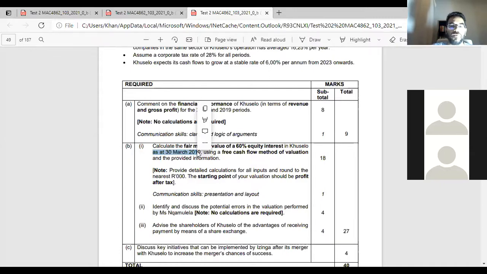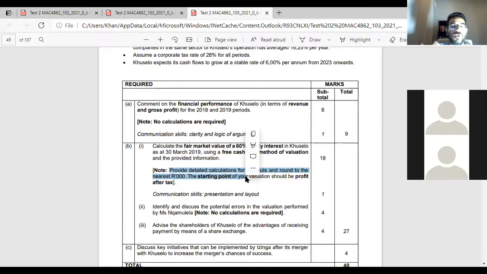That is year zero. And then here they're telling you, using a free cash flow valuation and the provided information. Now remember, there's no need to argue now whether the cash flow valuation is appropriate or not. They're telling you, use it. It is when you evaluate a valuation method that you need to ask, is this valuation method appropriate? Then they have here, note, provide detailed calculations for all inputs and round to the nearest rand 1,000. The starting point of your valuation should be profit after tax.